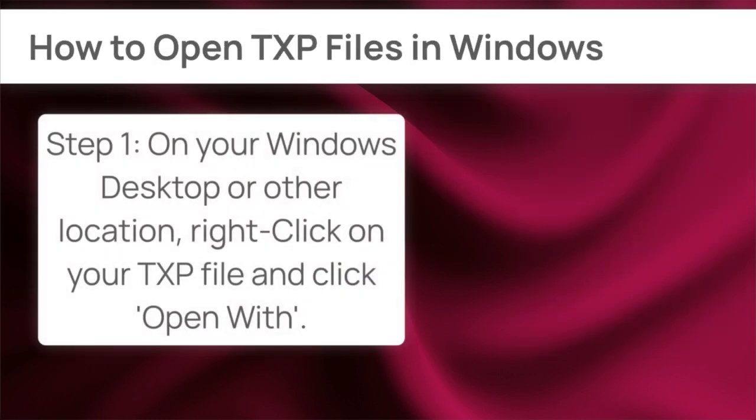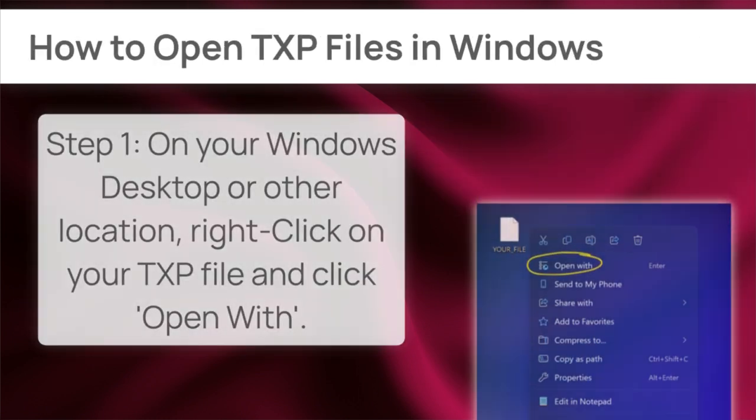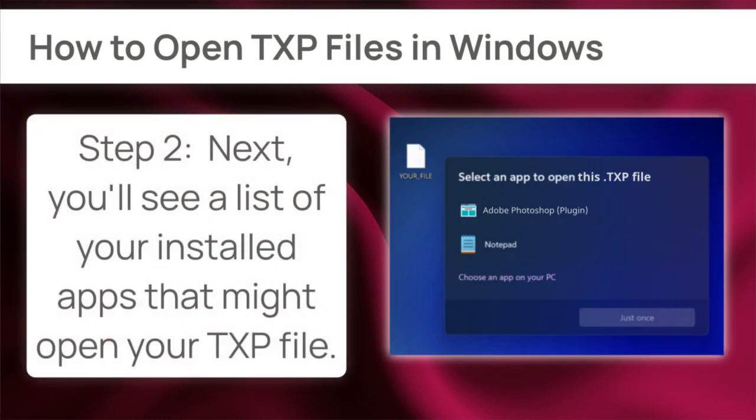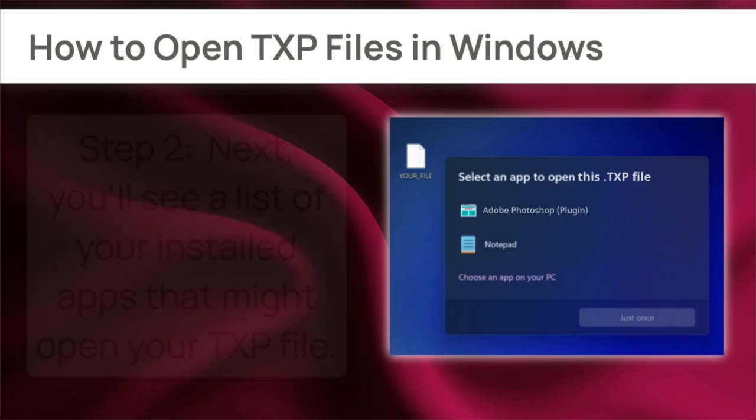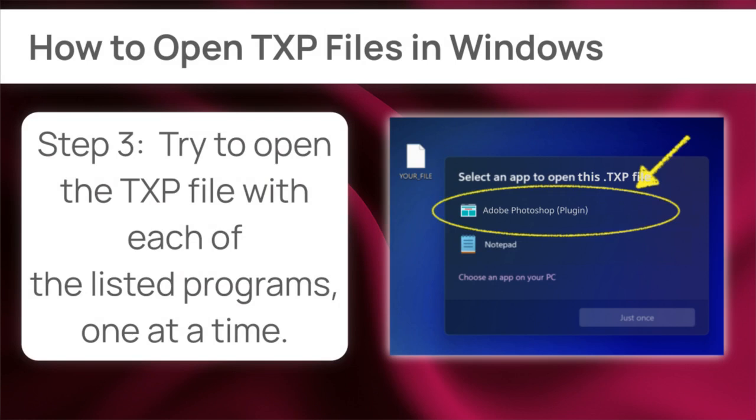We are initiating the compatibility check. Right-click your TXP file and choose Open With. Your best bet is the Adobe Photoshop plugin. Test it now. If it's unavailable, select another listed application to check its reading ability.